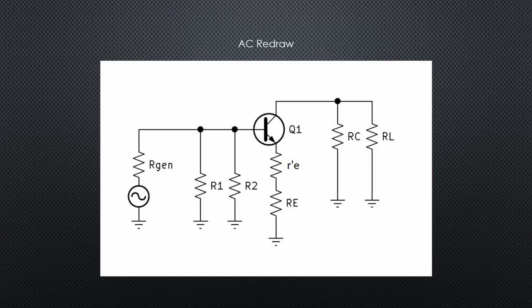Here's the AC redraw. You can see the DC power supply is acting like an AC ground. The coupling caps are acting like shorts. And now we've included R'e, the AC resistance for the transistor.